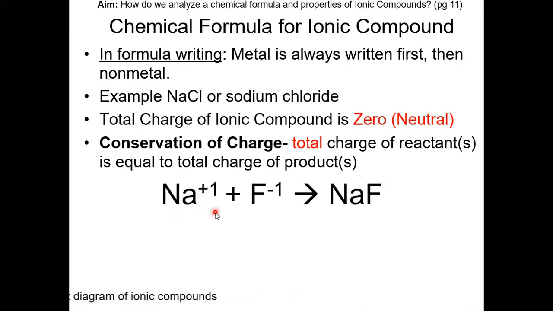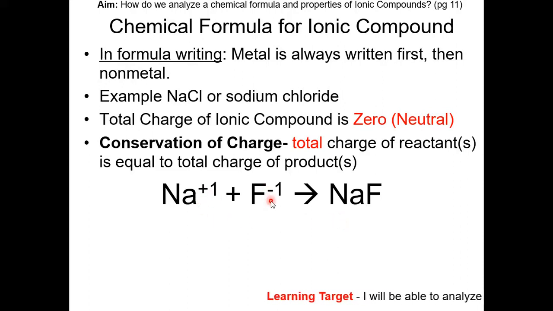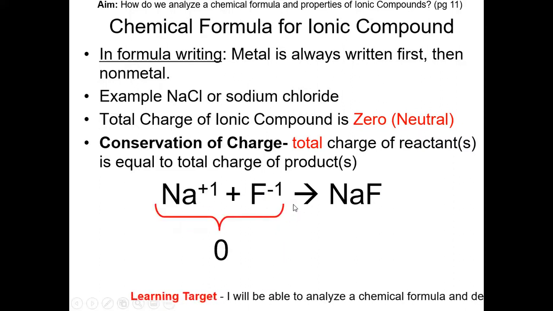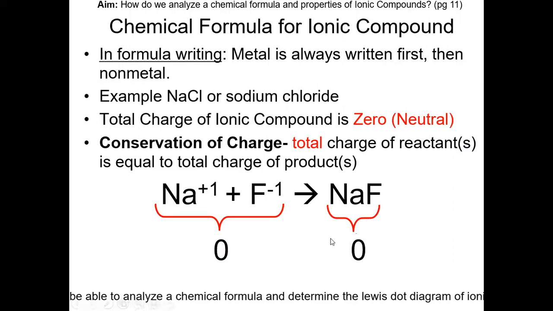For example, when the sodium ion bonds with the fluoride ion, it forms a neutral compound. Notice there's no charge written for this compound. It is neutral because the positive and negative charged ions cancel each other out. So the total charge of the reactants is 0. Positive 1 plus negative 1 gives us 0. And since there's no charge written here, the charge of NaF is also 0. So you can see that the conservation of charge is observed.